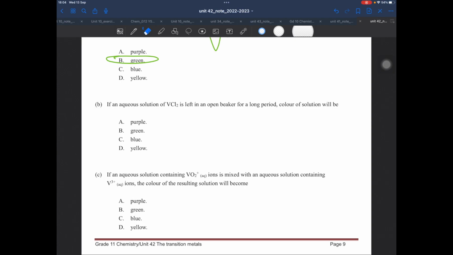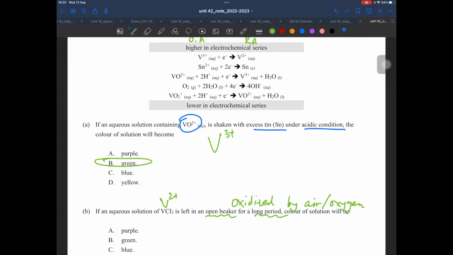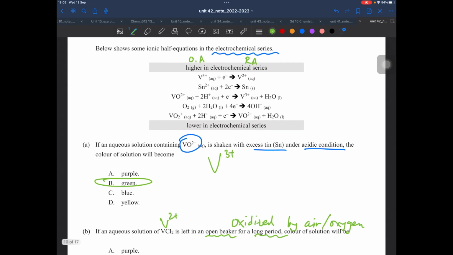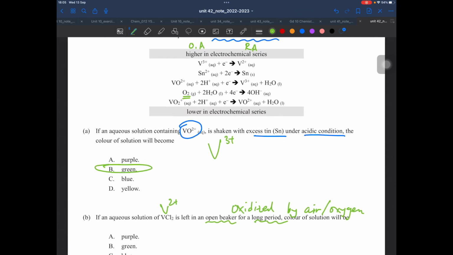Next one. Oops, we have VCl2, but that is V2 plus, okay? Don't worry. It's left in an open beaker for a long period. Well, that means it reacts with oxygen, oxidized by air or oxygen. If you don't believe, just read what you have. In this ECS, suddenly there is an O2 here. So if there is no reaction with oxygen, how come they put this equation here, right?